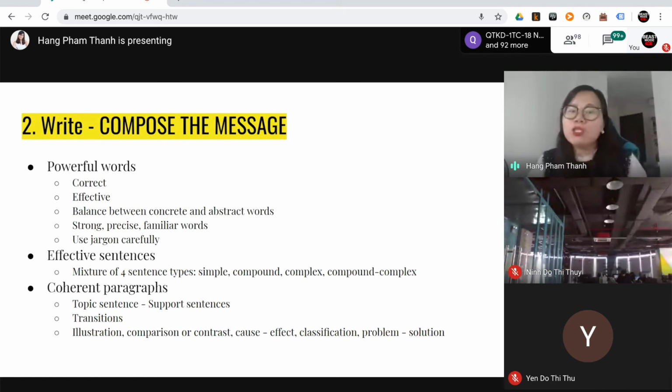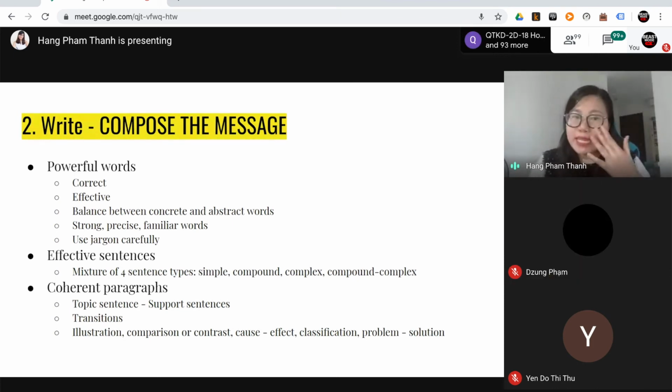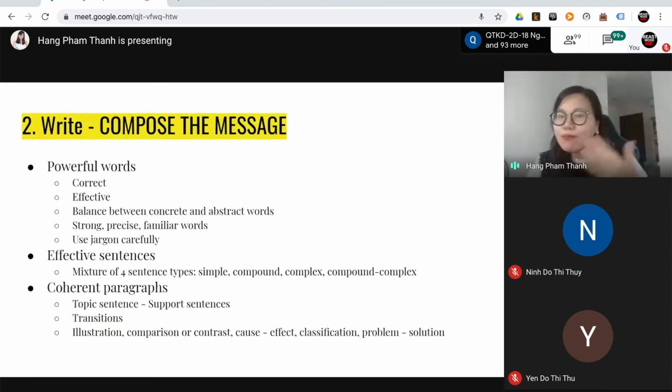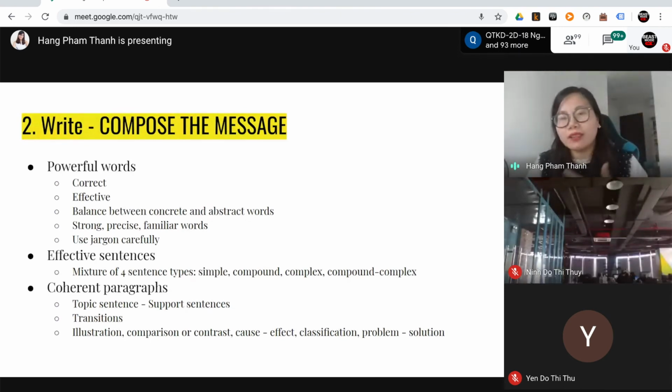Okay. Then coming to effective sentences, we all know that we have four types of sentence: simple, compound, complex, and compound complex. But one thing that you should keep in mind is that we should use a flexible mixture of these sentence types. Using all simple sentences may make the writing really boring, right? But using all compound, complex sentences may make it really complicated, right? And the audience may find it difficult to follow your thoughts.